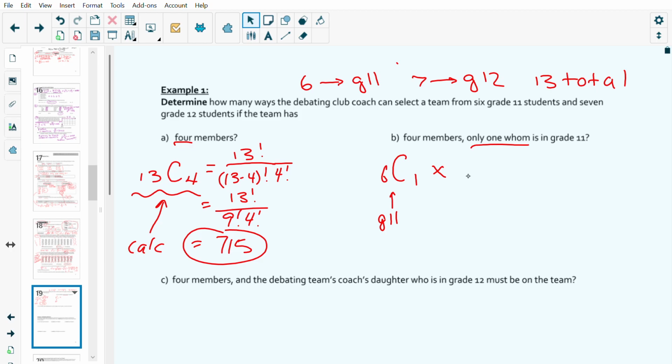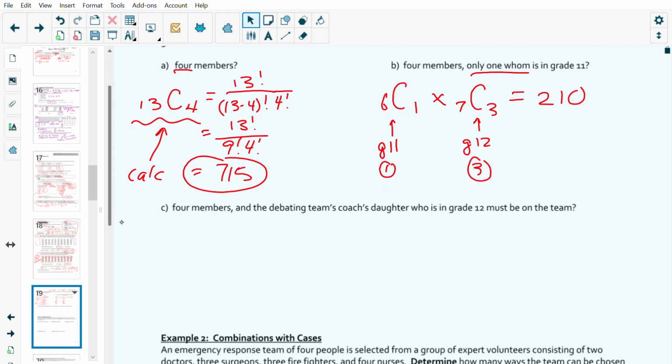we need the rest to be grade 12 students, right? So how many grade 12 students can we select from? So a combination of 7 things taken, right? We have 1 grade 11 student here, and we need the remaining grade 12 students. And again, order doesn't matter, so we need 3 remaining grade 12 students. So it's a combination of 7 things taken 3 at a time. Do that directly into your calculator, I get 210.